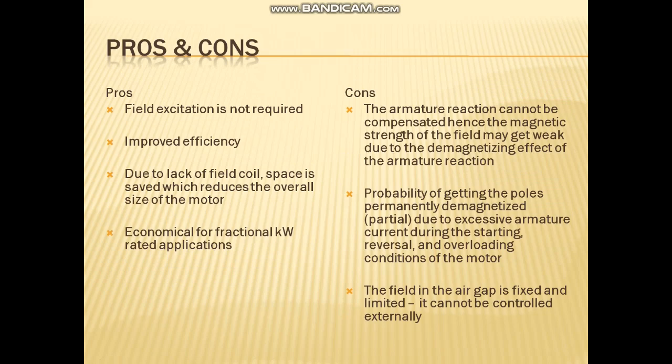improved efficiency. Due to the lack of field coil, space is saved, which reduces the overall size of the motor. Economical for fractional kilowatt rated applications. The various cons include: the armature reaction cannot be compensated, hence the magnetic strength of the field may get weak due to the demagnetizing effect of the armature reaction.